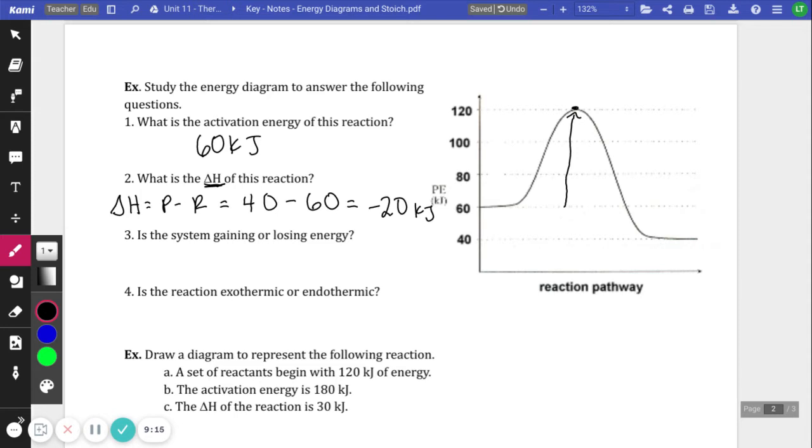I'm going to skip to question 4, and we're going to say that this reaction is exothermic. And then it says, is the system gaining or losing energy? In our exothermic reaction, energy flows from the system to the surroundings. So our system would be losing energy. Okay, so it's just reading the graph on this one.